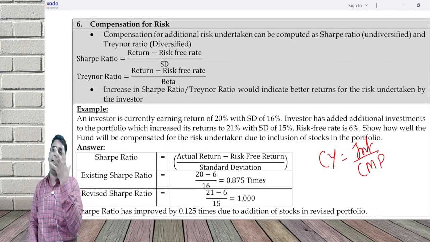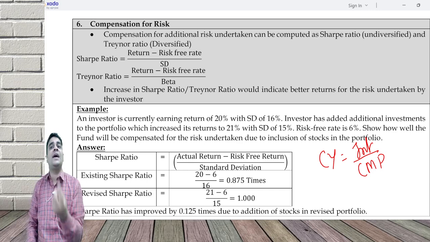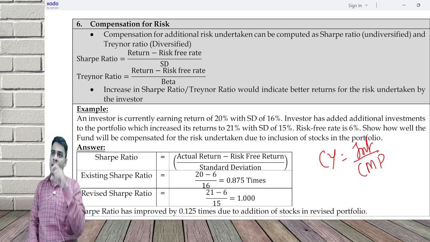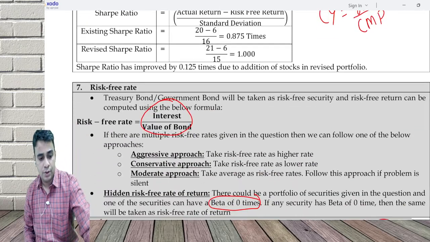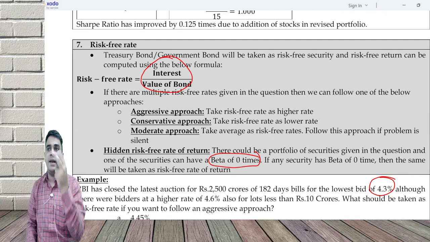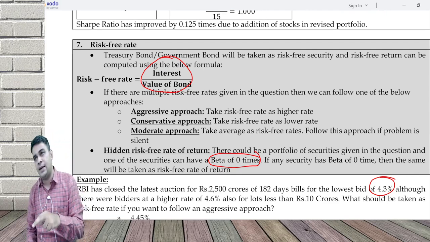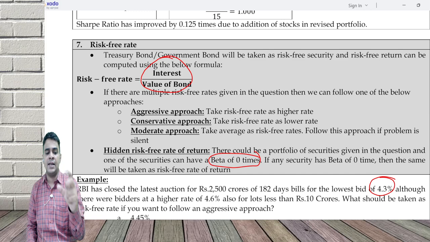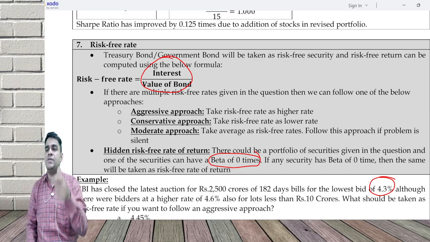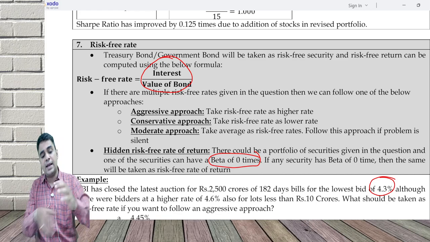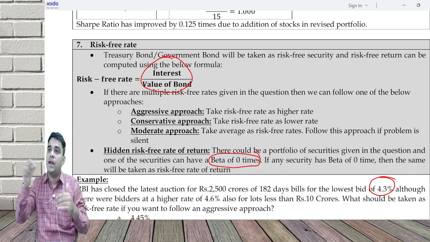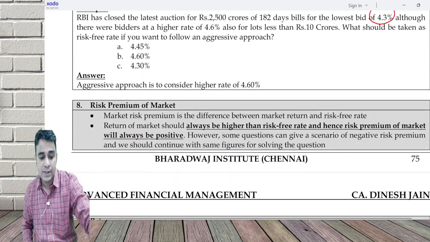Compensation for risk. If you want any compensation for risk, if you have a diversified portfolio, calculate Treynor ratio, and if you have an undiversified portfolio, calculate Sharpe ratio. Risk-free rate is equal to interest by the value of bond. There can be an aggressive policy, a conservative stance, or a moderate stance. Aggressive will take the highest, moderate takes the medium one, and conservative takes the lowest risk-free rate. And there can be a hidden risk-free rate, where the question will give multiple securities and one of them will have 0 beta.